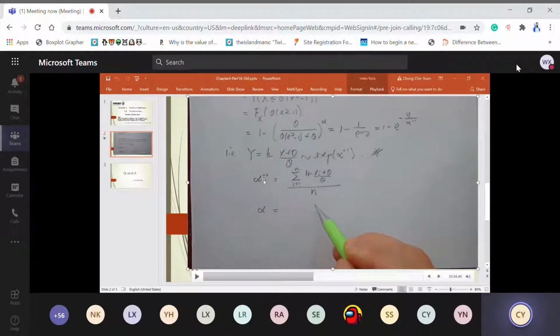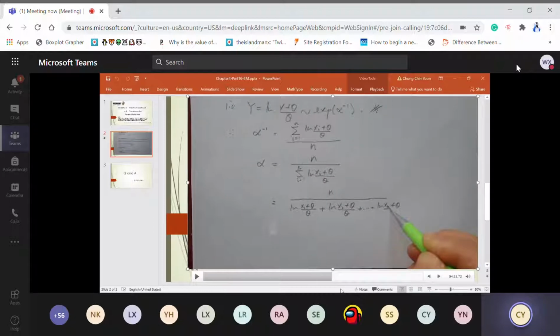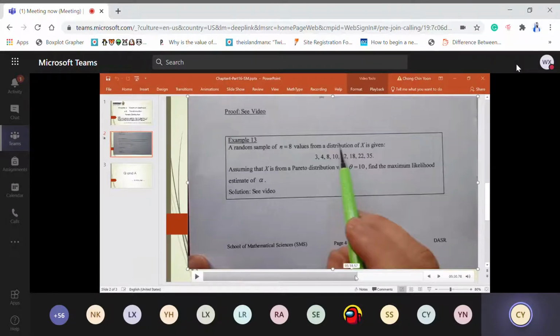Okay, so this 1 over alpha is a parameter for the exponential. But if I convert to alpha, then this is a parameter of the Pareto. Okay, so we have proof. So the next is an example.